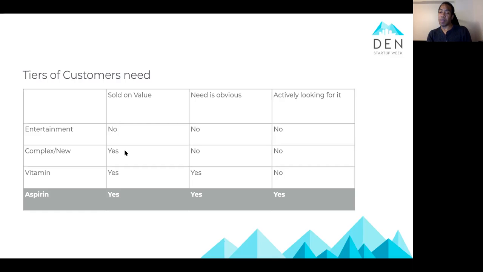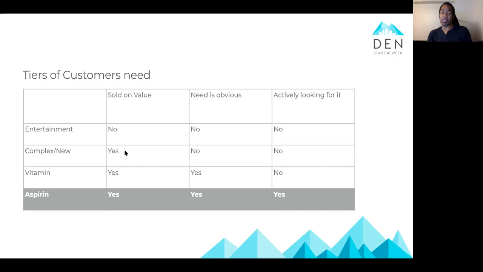So an example of an entertainment product is like a game. A game obviously is not sold on value, the need is not obvious, and they're not actively looking for it. The other one is complex new. That could be an enterprise product that maybe requires some type of installation that you have to do. It may require heavy manuals. It's not the easiest product to operate, just kind of pick up.